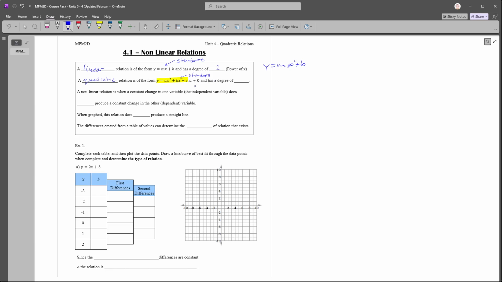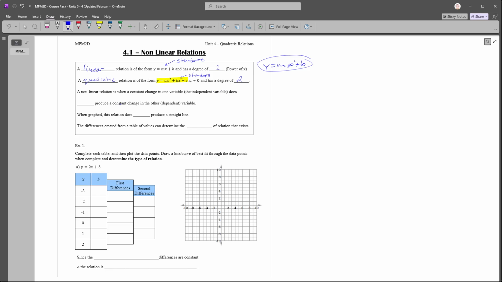Now, this only works if a is not equal to 0. Imagine a was 0 here. That would be 0 times x squared, which would make this whole term 0, so we would just be left with bx plus c. Oh, that's the same thing as this. So if a was 0, that means we'd actually have a line again. So when we're talking about a quadratic relation, we always have a degree of 2. If we don't have a degree of 2, then it's not quadratic. It's something else completely, and we'll learn more about those things later on.